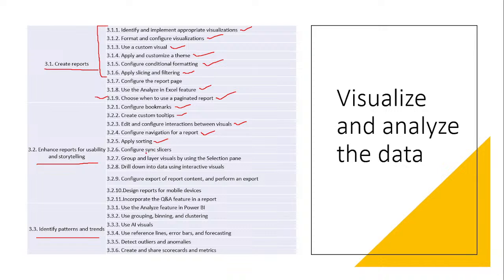Then synchronize your slicers. How you can synchronize your slicers in Power BI. Synchronizing means that, suppose you have three reports, three pages you created, and you wish that whenever you apply a slicer on one page, it will be implemented on all the pages. So that is synchronizing your slicer. We will see how to move on with that.